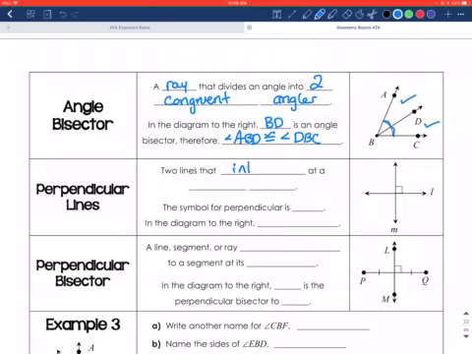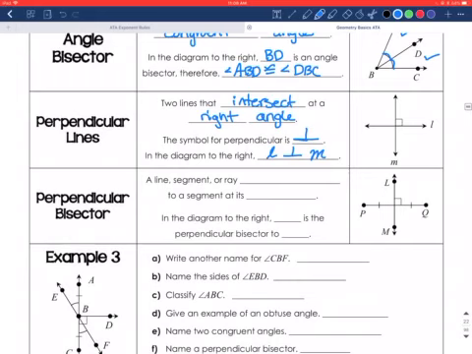So perpendicular lines: two lines that intersect at a right angle. This is pretty elementary as well. And the symbol for perpendicular is an upside down T, right? So that T is a perpendicular intersection. When we talk about lines, we usually denote them with cursive letters. So I would say that L and M are perpendicular. L is perpendicular to M.